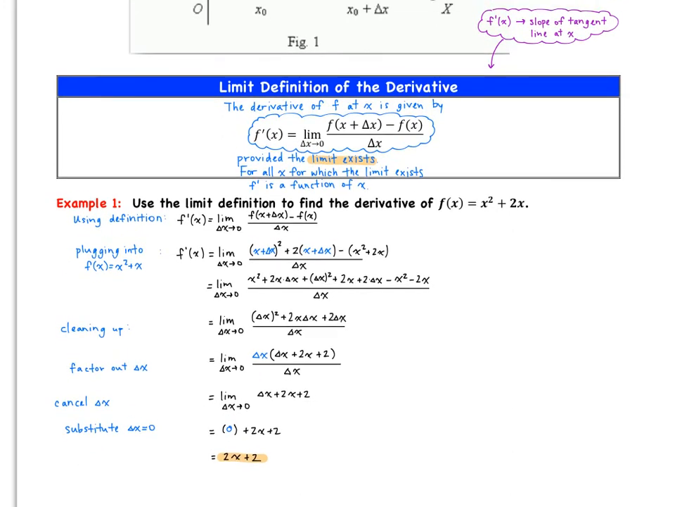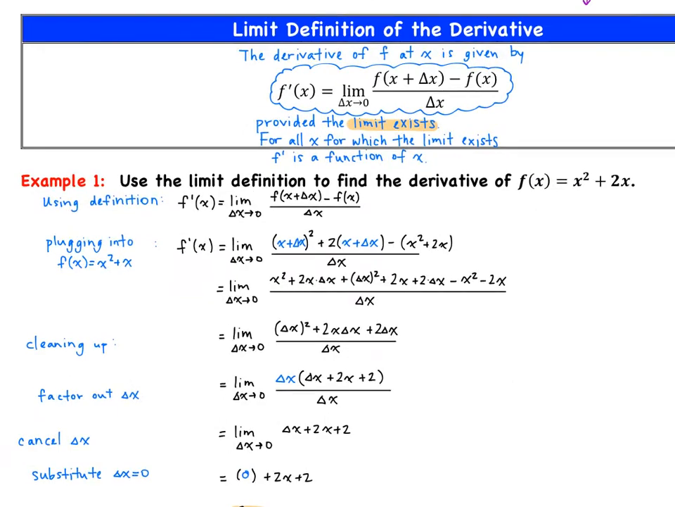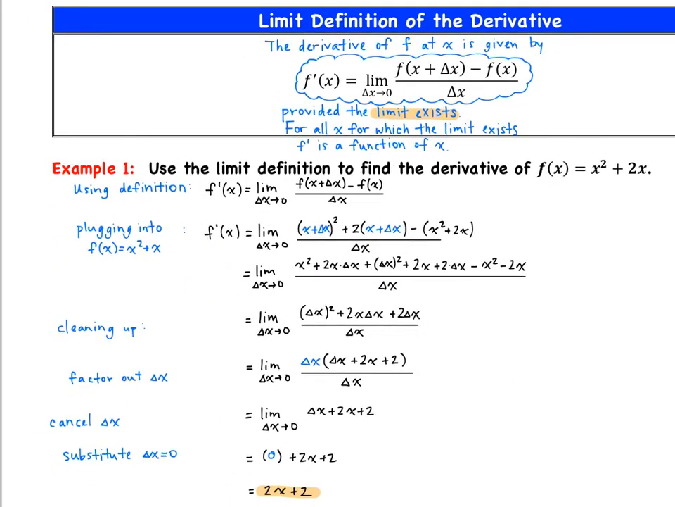Okay, so I'm going to zoom in a little bit here just to kind of get us started, and then I'll zoom back out. Okay, so we're going to use that limit definition to find the derivative of this function f of x is equal to x squared plus 2x. All right, so here is our definition. F prime is equal to the limit as delta x approaches 0 of f of x plus delta x minus f of x all over delta x. So this is our slope formula, which we are familiar with.